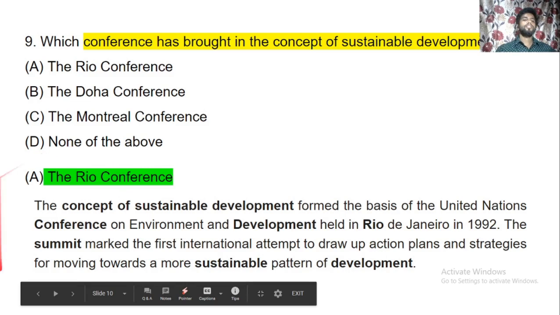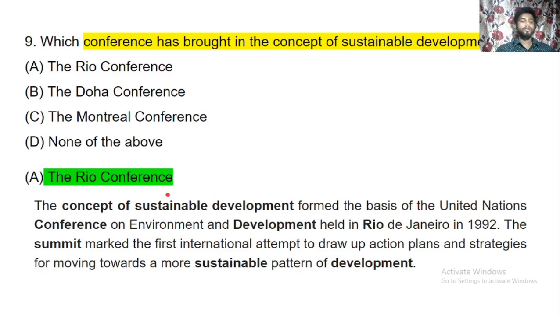Now the next question is, which conference brought in the concept of sustainable development? So the Rio Conference brought sustainable development. The concept of sustainable development formed the basis of the United Nations Conference on Environment and Development held in Rio de Janeiro in 1992. So the Rio Conference was held in the year 1992.